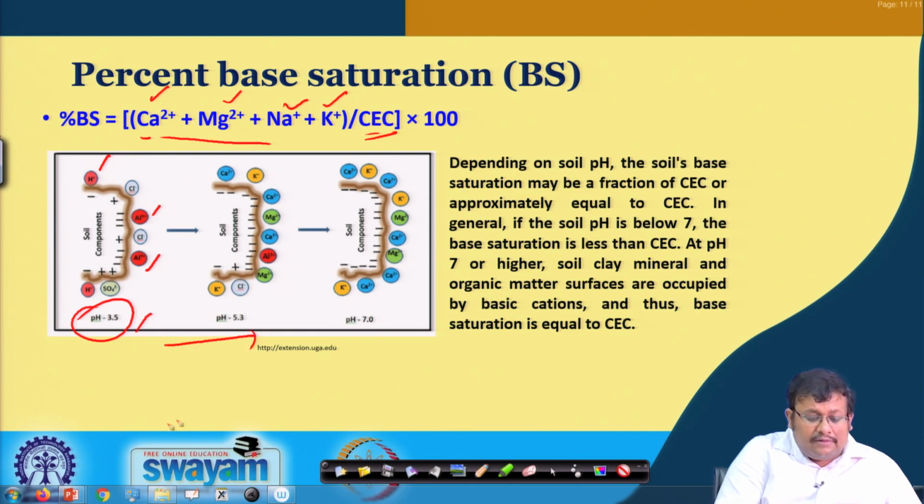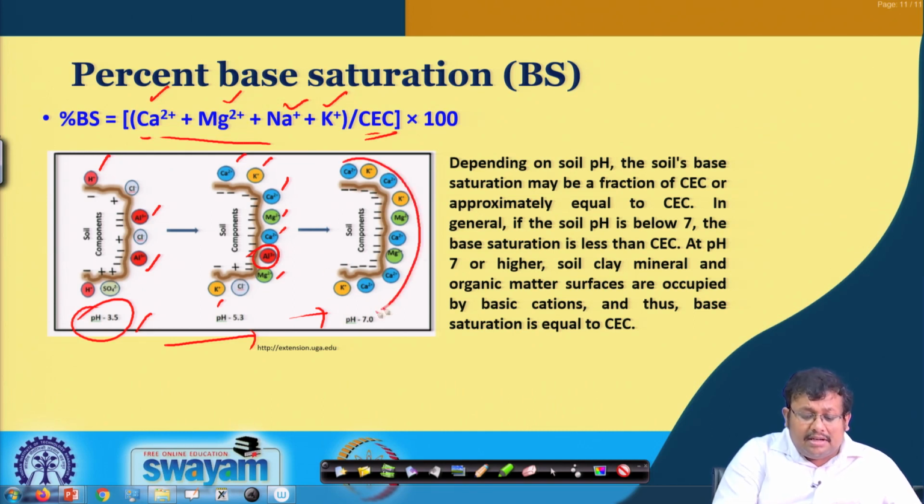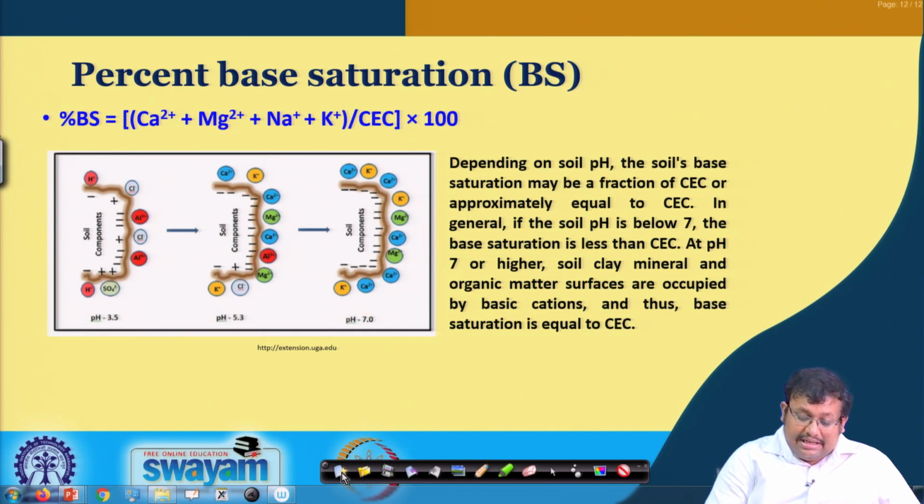As the pH increases from 3.5 to 5.3, you can see that the exchange complex is now comparatively more dominated by these positive cations, however, there is still presence of these Al3 plus acidic cations. As the pH further increases, you can see all the exchange sites are occupied by these positive basic cations, and as a result, the percent base saturation is almost equal to the cation exchange capacity in the alkaline condition.